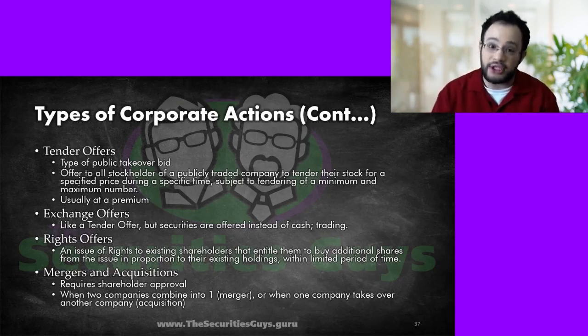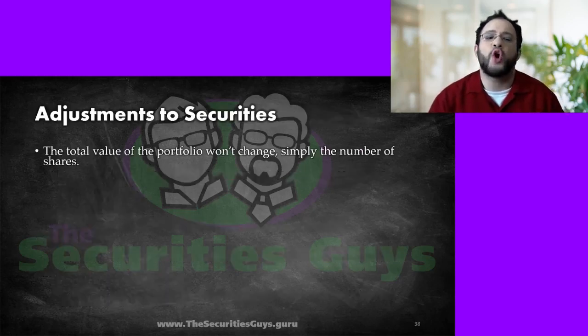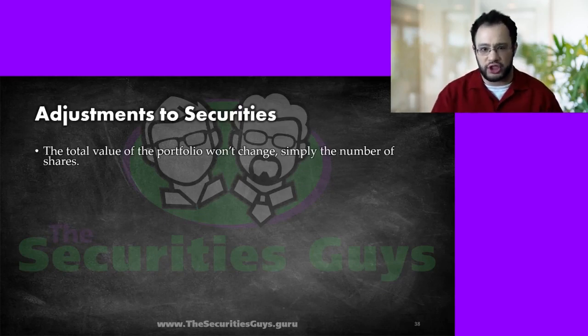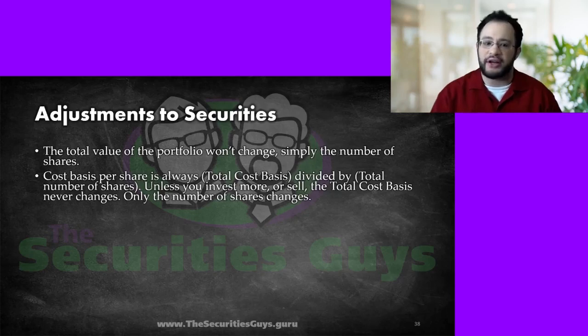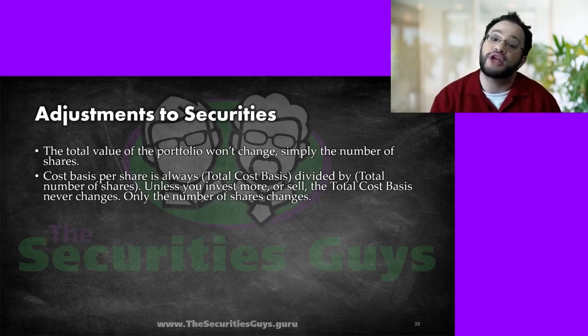And for acquisitions is where the tender offers and exchange offers are useful. Adjustments to securities. The total value of the portfolio doesn't change. It's simply the number. The cost basis per share is always going to be found by taking the total cost basis and dividing that by the total number of shares. Unless you invest more or sell some of what you've already purchased, the total cost basis can't change. But the number of shares could theoretically change.